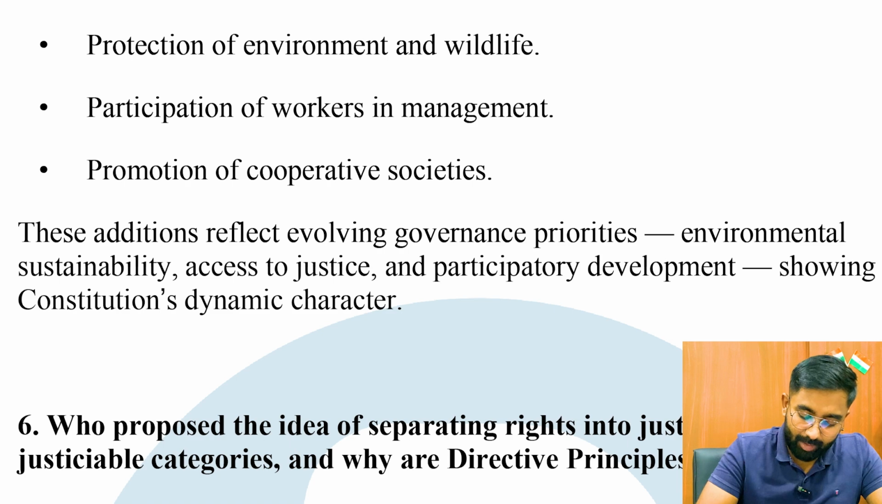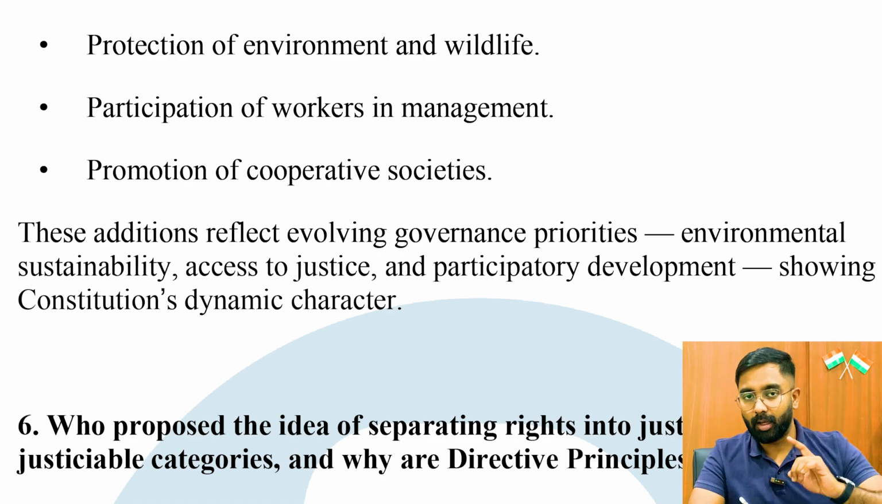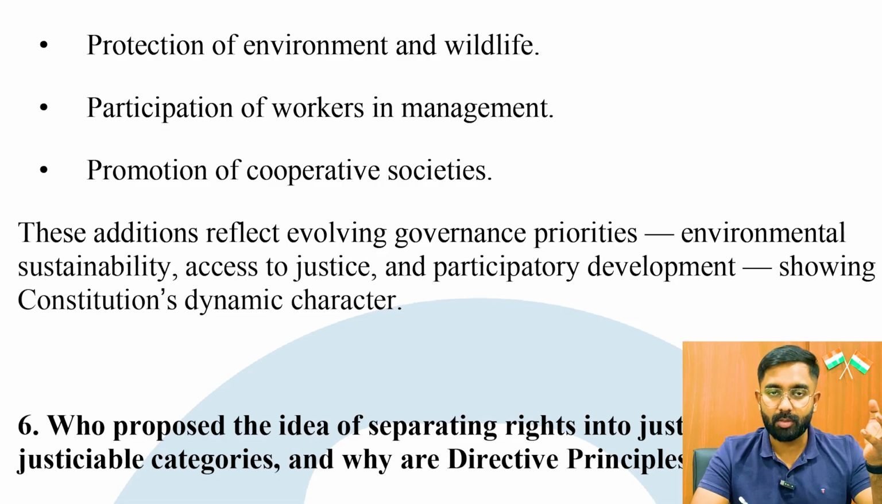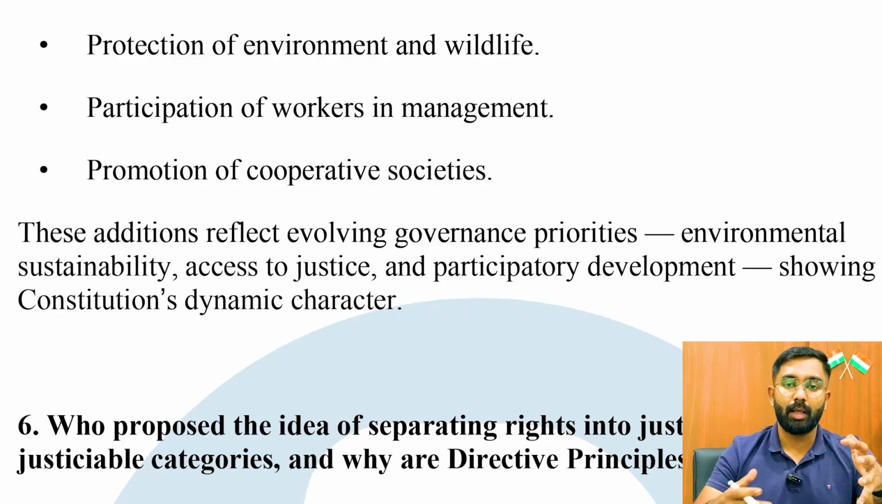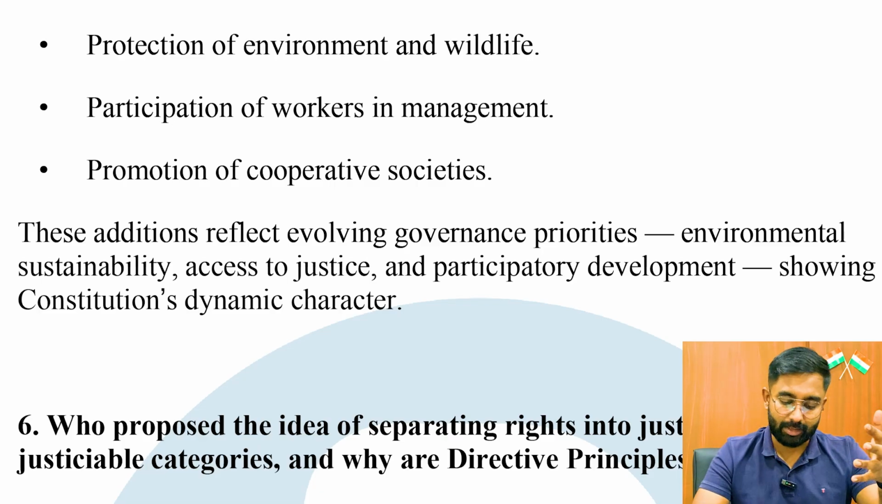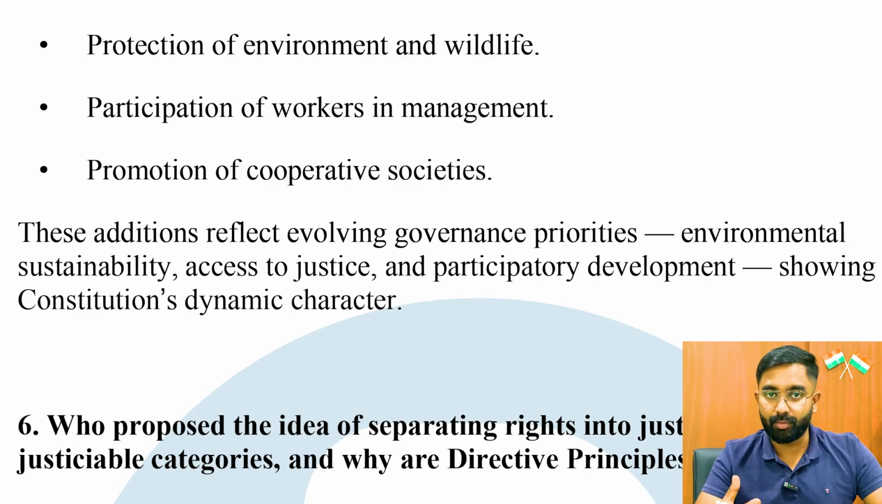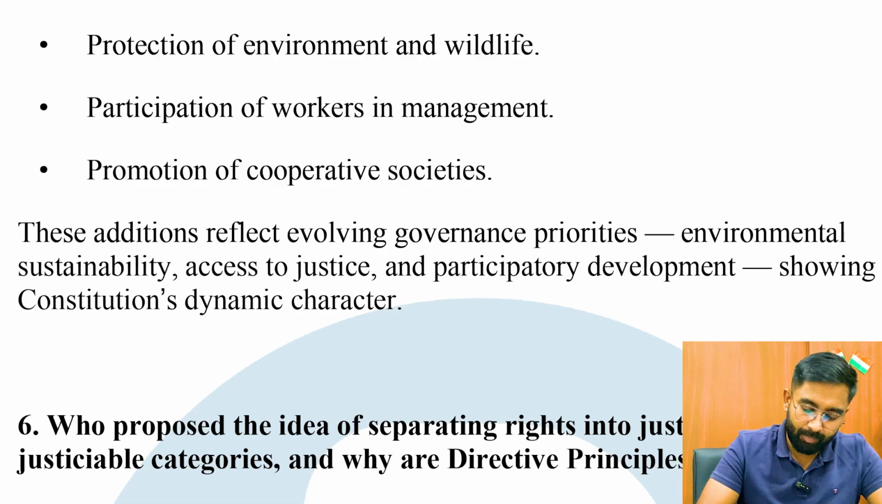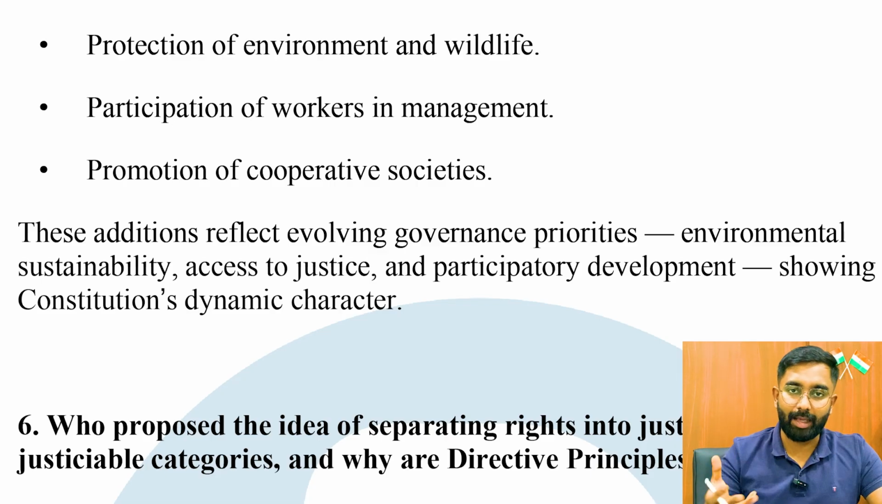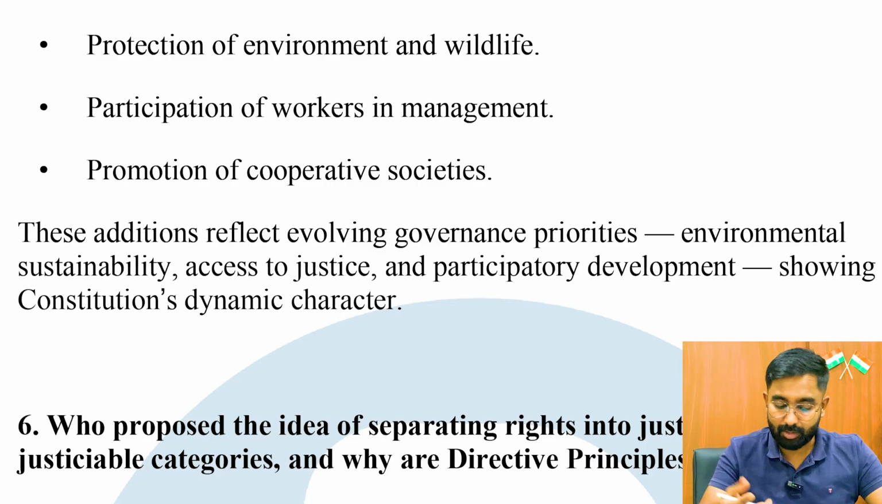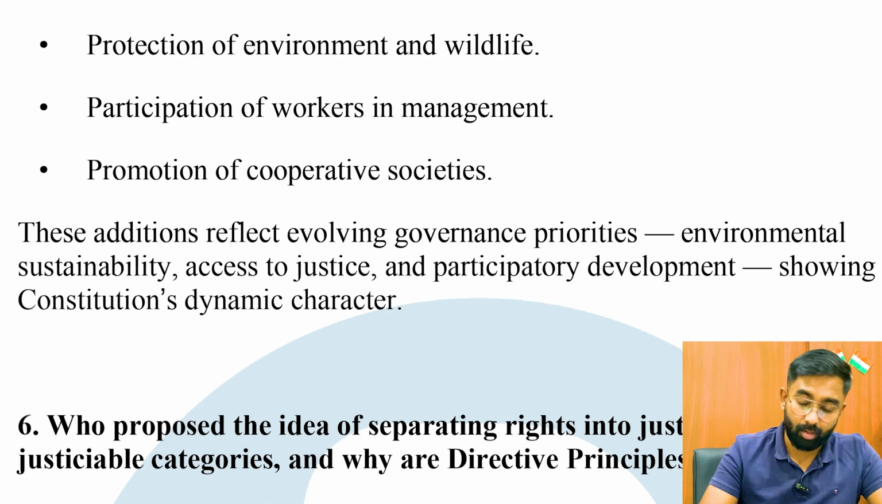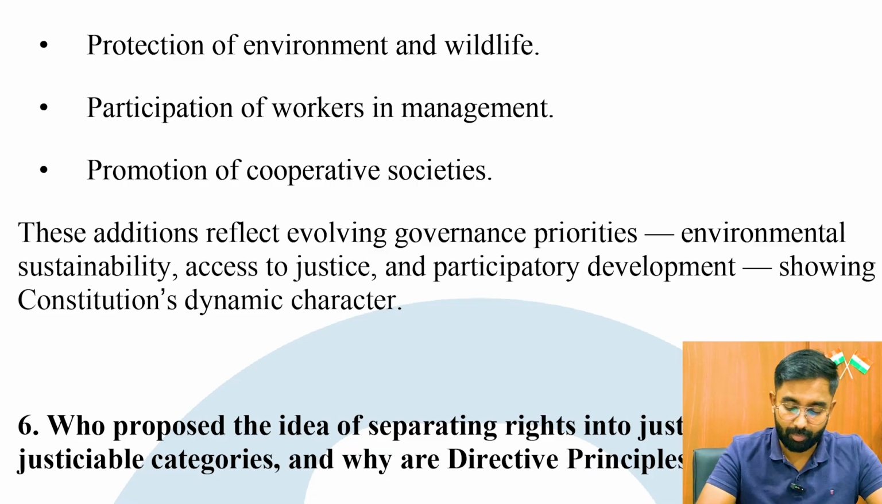So these additions reflect the evolving governance priorities, because way back in one of the questions we discussed that DPSPs are made accommodative. They are made to be flexible so that they can evolve over a period of time. So this is one of the biggest examples. These four important additions that DPSPs have seen over a period of time prove how it is evolving in terms of giving prominence to governance. Also, making sure it is adding elements to protect the environment, sustainability, access to justice, and even to improve participatory democracy as well, participatory development as well, right?